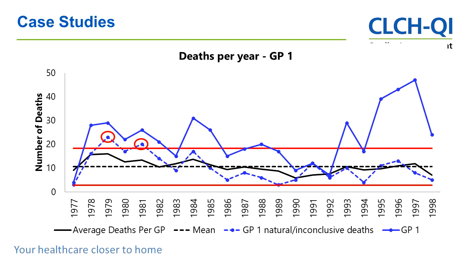And why might this be? Well, in fact, it's because there were so many inconclusive deaths in 1979 and 1981 because it was 20 years before the Shipman inquiry, and so it was difficult to conclusively say whether these were unlawful killings or natural deaths.